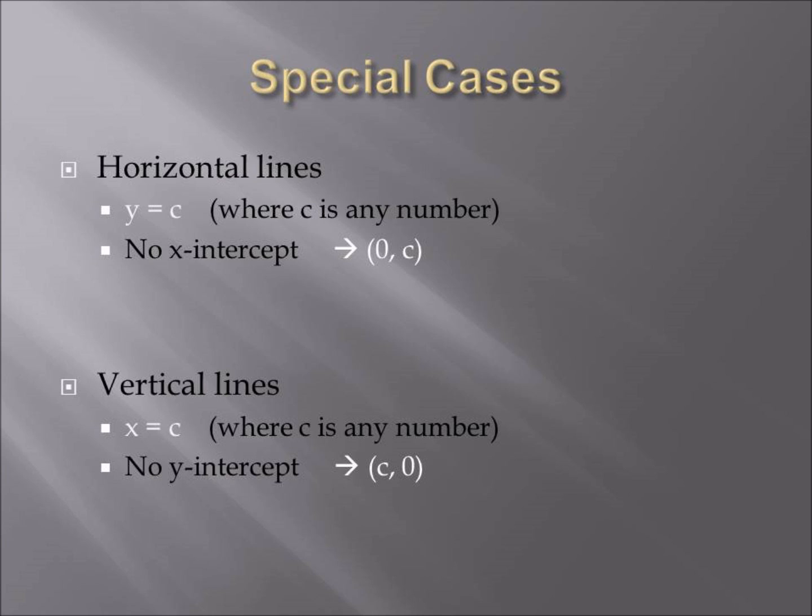Same thing kind of goes for vertical lines. It's going to be, instead of the form y equals c, the form x equals c, where once again c is any number, like 3 or negative 5. Vertical lines have no y-intercept. They run parallel to the y-axis. They never cross it. So all they have is an x-intercept. The x-intercept just occurs at that point c. So the ordered pair would be (c, 0).